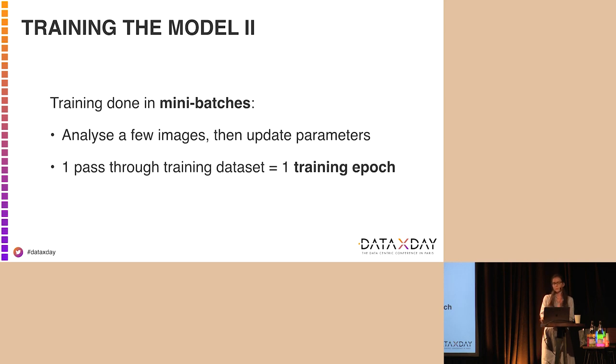This process is typically done in mini batches. So for this model, I found that it's best to use smaller mini batches. I use the size of 30. And then one pass for the entire training set is called one training epoch. And the reason why I mention it is that it's a common unit of measurement in machine learning that I will use later on.